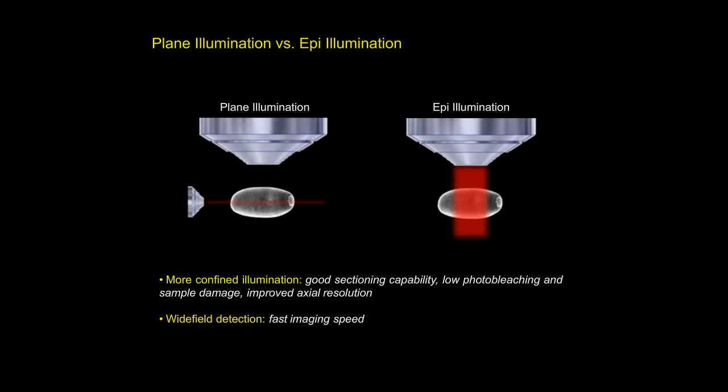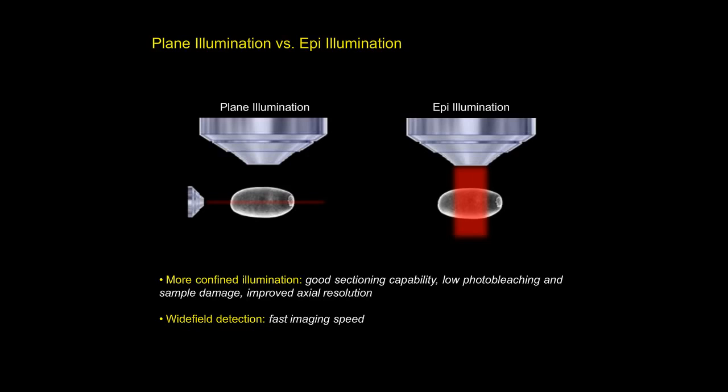The technique that we invented is called plane illumination. What is the difference between plane illumination and epi illumination? Plane illumination uses two objectives that are orthogonal to each other, so we separate the excitation and detection. We can send the laser from the side, forming a plane, and this plane is the focal plane of your detection objective.